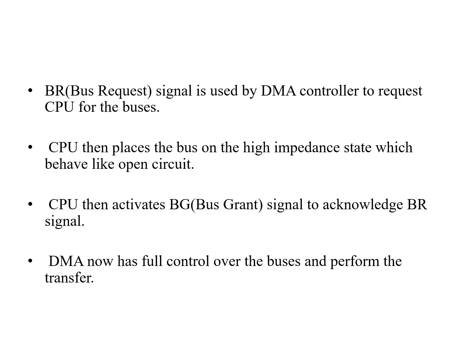BR, that is bus request. The signal is used by DMA controller to request CPU for the buses. And CPU then places the bus on the high impedance state, which behaves like an open circuit. CPU then activates BG, that is bus grant, the signal to acknowledge BR signal. Then DMA now has full control over the buses and performs the transfer.